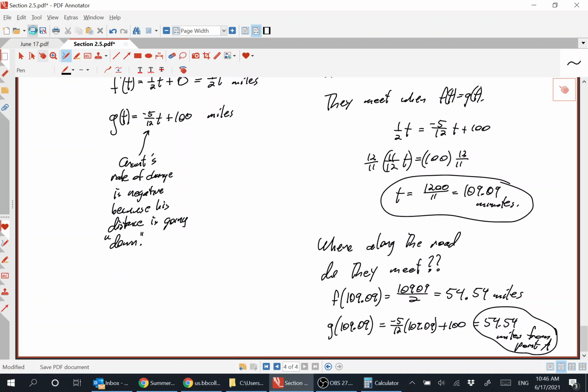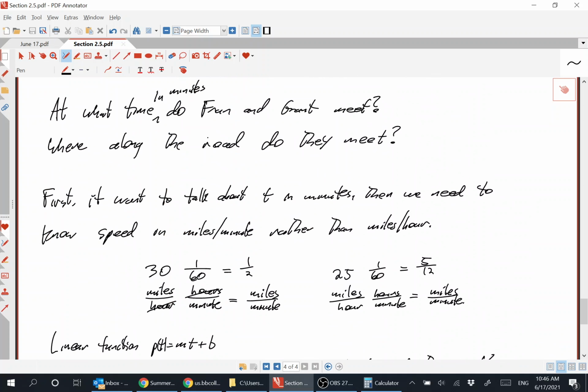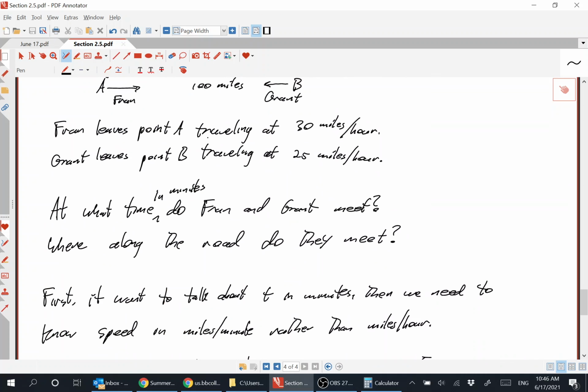All right, so number 46 uses similar ideas to what we're talking about here. So tomorrow I would like to go over this example again, and we'll add back in this business about Grant leaving half an hour after Fran leaves, and we'll talk about how it works in that case.